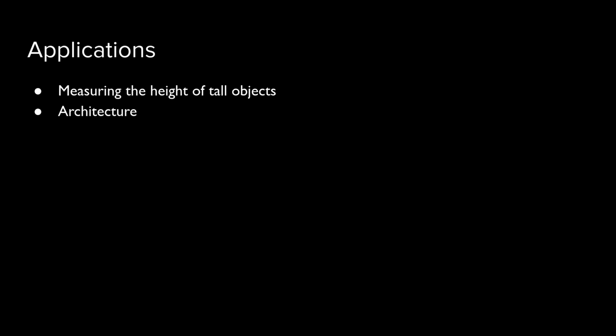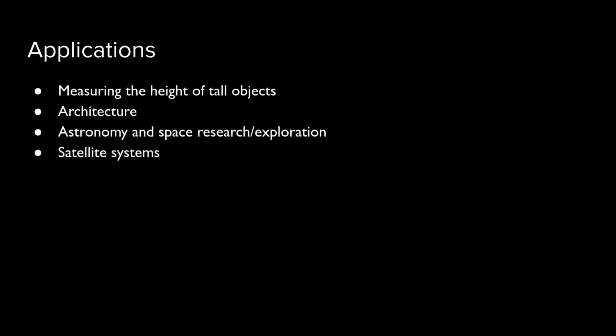It comes up a lot in architecture. Next, there's astronomy and space research exploration. This is back to measuring the height of tall objects, except instead of figuring out the height of something really tall, you're figuring out the distance from Earth to some celestial object. You can figure it out by finding the angle it makes with Earth and the Sun, and then comparing that with the distance from the Earth to the Sun, and using our trig functions to figure out how far away a distant object is.